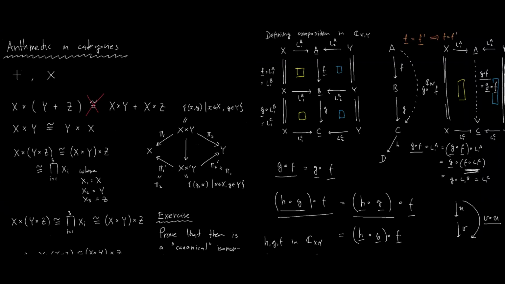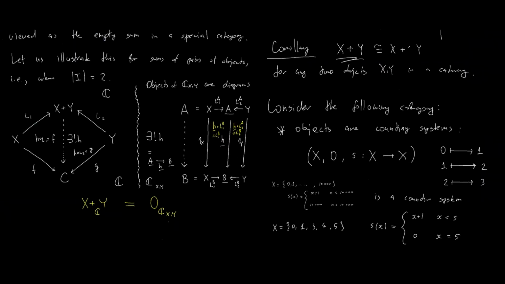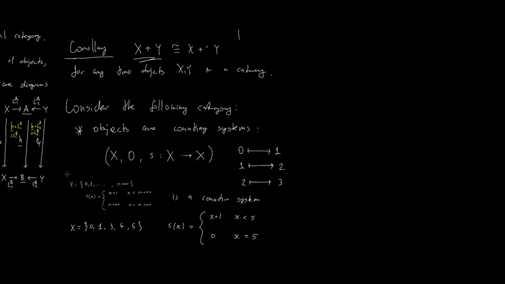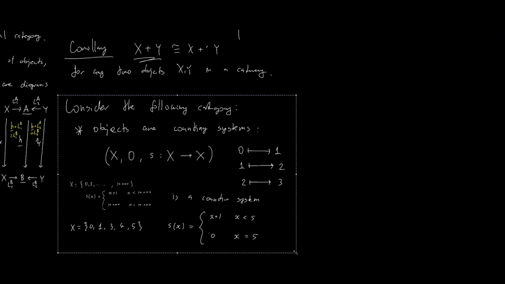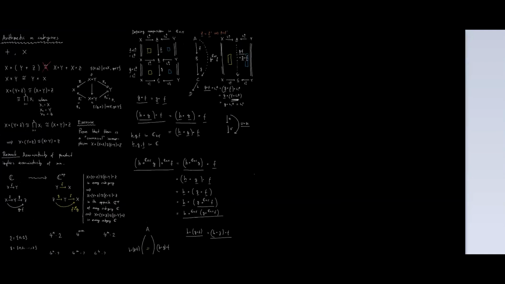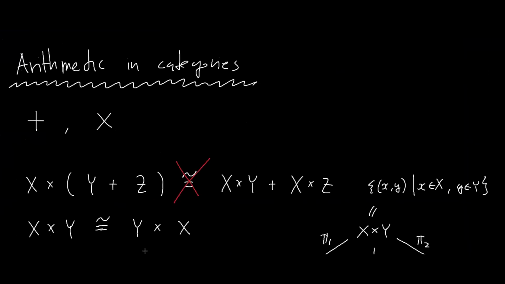Okay. Now you might think, okay, where are we going with this? Well, I want to give two more examples of a counting system, just to convince you that there are many of them before we define morphisms between them.